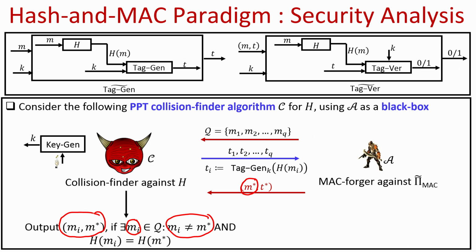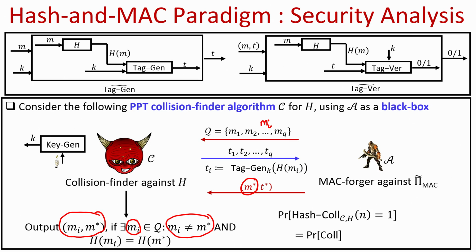And it is easy to see that the running time of this collision finder algorithm is polynomial if the running time of the MAC forger algorithm is polynomial. Now, it is easy to see that the probability that the collision finder successfully outputs a collision is exactly the same as the probability with which the event collision happens when this adversary MAC forger participates in an instance of the CMA game. Because if indeed the event collision happens, that means there exists at least one message mi which is different from m star, but the hash of m star is the same as h of mi, then in that case the collision finder algorithm will be able to successfully find the collision.